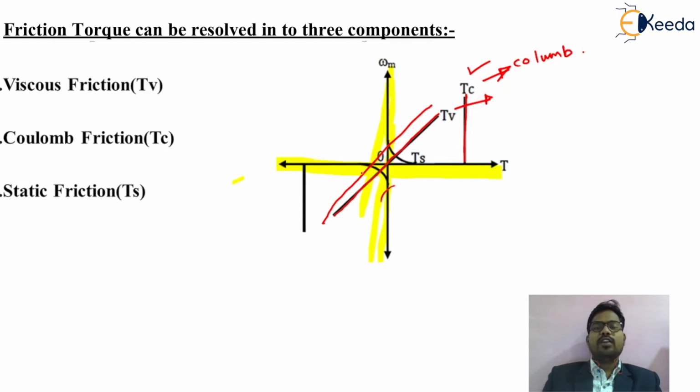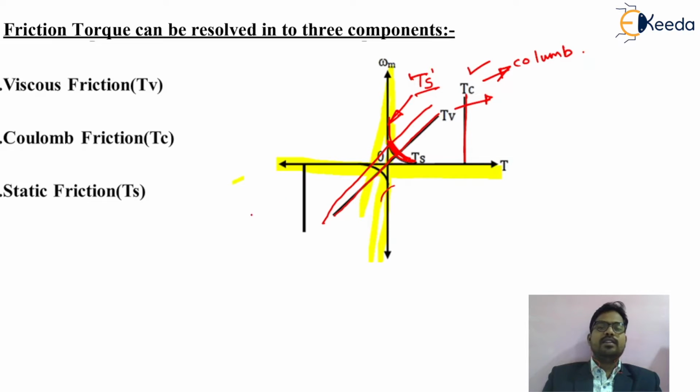And the third type of torque is basically the static friction. The static friction is shown here. This will be the third type of torque, which is called TS, that is static friction. So these are the three components of your friction torque.